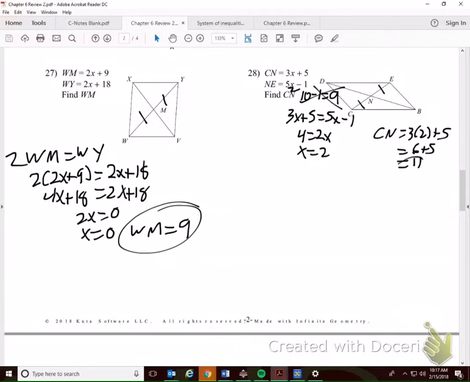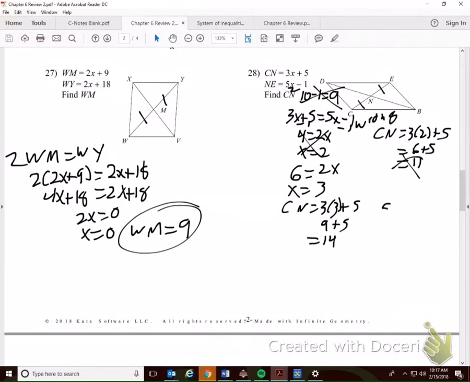Go back, check my work, and I realized what I did was I subtracted 1. Okay, so that's how I got 4 equals 2x. I subtracted 1 from both sides, subtracted 3x from both sides. When really what I should have done, see, it's wrong. I really should have added 1 and gotten 6 equals 2x. That's going to give me x equals 3. CN is 3 times 3 plus 5. That's 9 plus 5, or 14. Check the other one, 5 times 3 minus 1. That gives me 15 minus 1, or also 14.